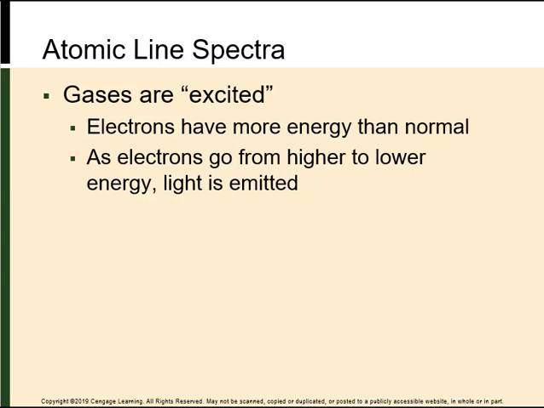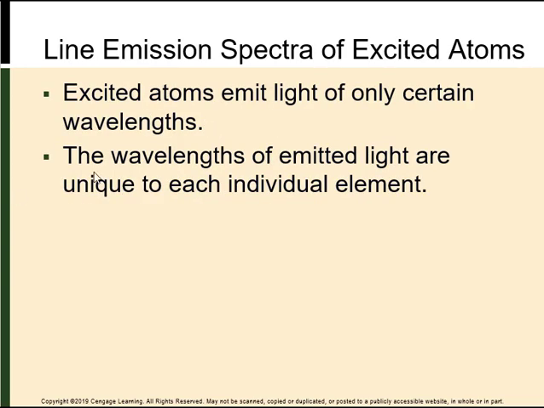And we see all different colors of neon lights, even though only one of them is actually neon and the rest are other noble gases. Excited atoms emit light of only certain wavelengths. These wavelengths that are emitted are unique to each individual element.